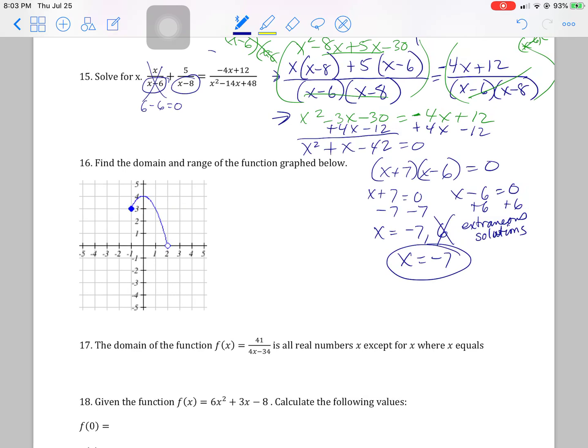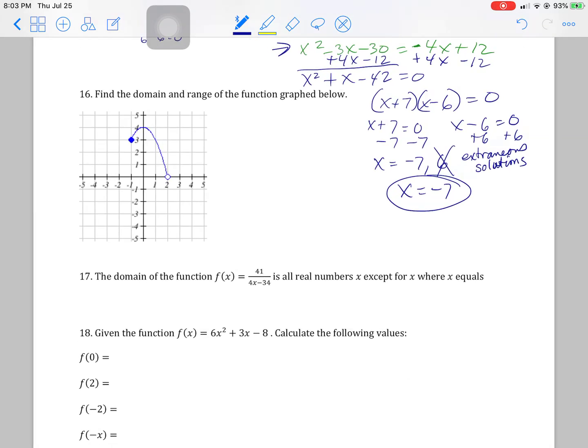All right, let's look at this one here. This says find the range and domain. For these, I like to make all the ordered pairs. So this is going to be negative 1, 3. I know there's no dot there, but it goes up, hits it, and comes down. So I need to know what that point is. That's going to be my maximum. So that is 0, 4. And down here, this one is going to be the point 2, 0.